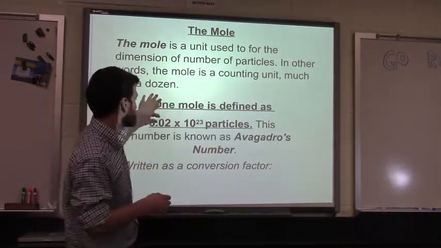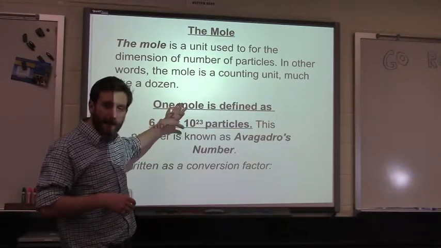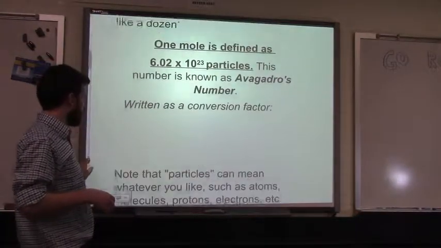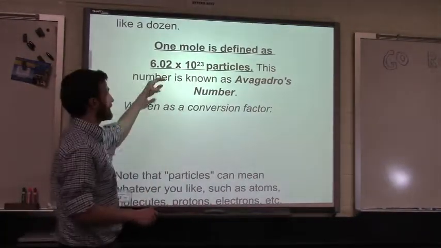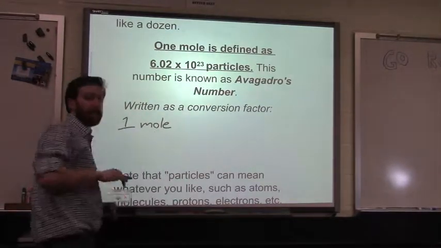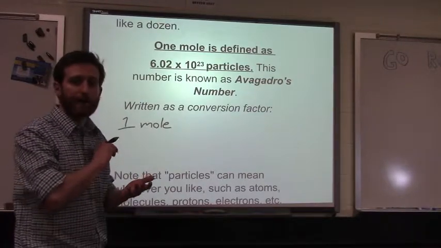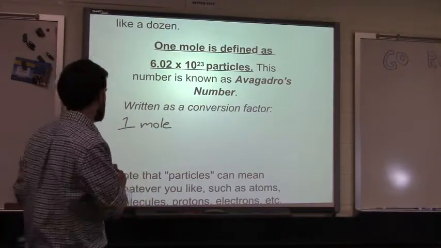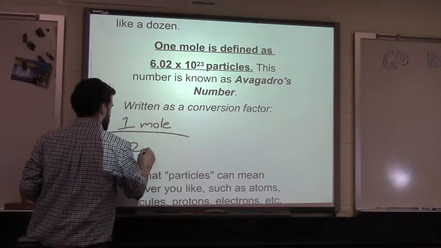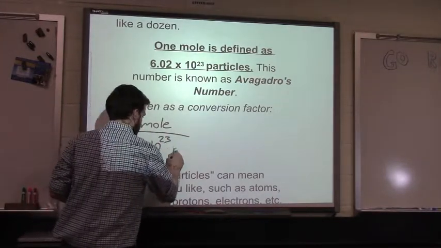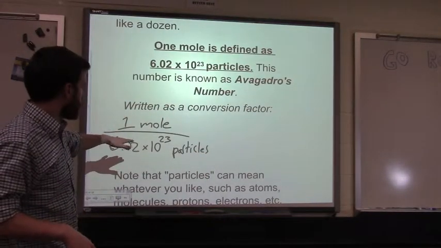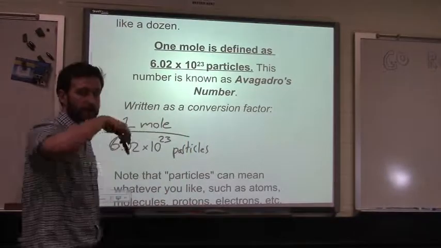So we can take this bold underlined sentence and we can write it as a very, very important conversion factor to chemists. So if I take this, I can say that 1 mole of anything, it could be molecules of water, it could be atoms of carbon, it could be protons, 1 mole per 6.02 times 10 to the 23rd particles. Now that's one of the conversion factors I can extract from this bold underlined sentence.